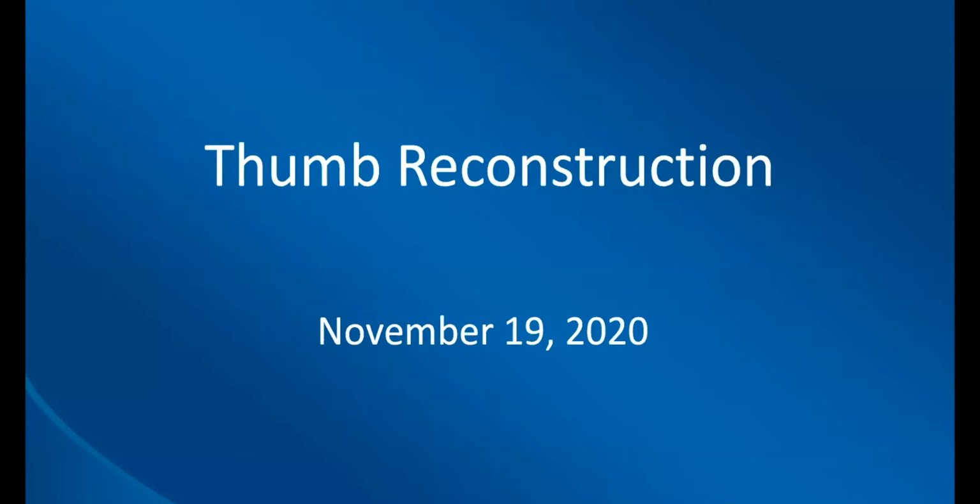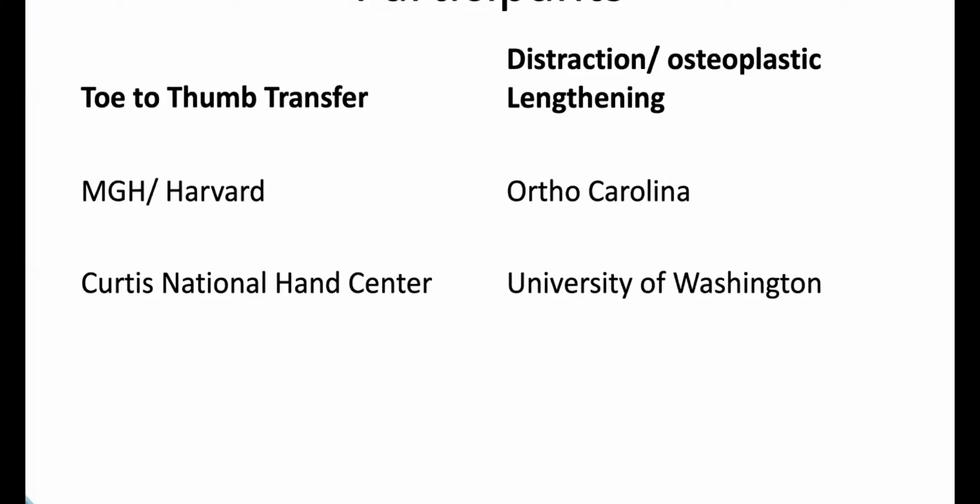So reconstruction is our topic. And the two broad categories are going to be microsurgical toe transfer and then distraction, lengthening, and osteoplastic reconstruction. The teams covering the toe transfer are going to be the MGH and Harvard team and the Curtis National Hand Center team, with the distraction, lengthening, and osteoplastic reconstruction being a combination of Ortho Carolina, and then they'll tag in the University of Washington to finish things.